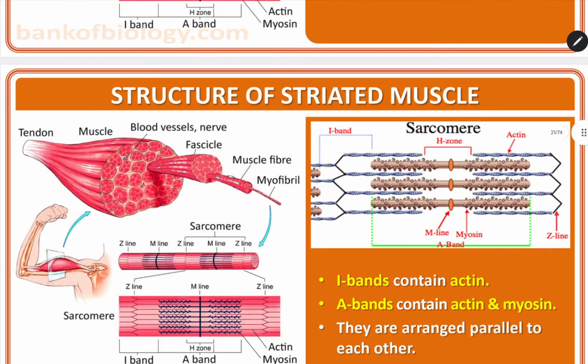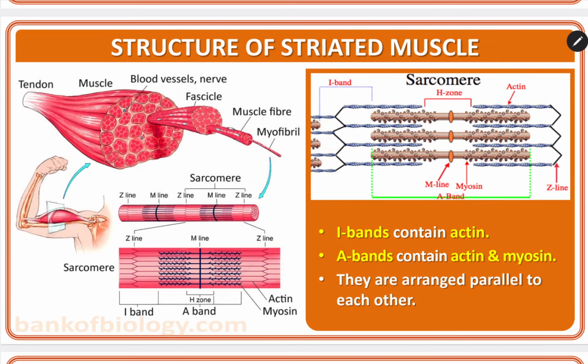Coming to next, here you can see I band contains actin. All the I bands contain actin. This portion is I band, and they contain actin. A band contains actin and myosin. This portion is called A band, as it is labeled here, and all this contains both actin and myosin. They are arranged parallel to each other.